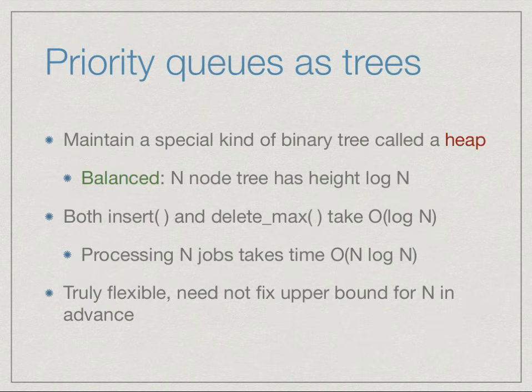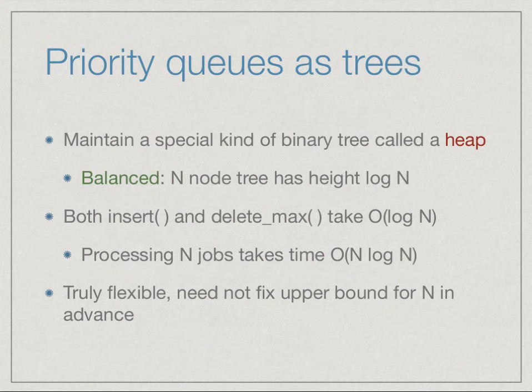So our goal is to maintain a priority queue as a special kind of binary tree, which we will call a heap. So this tree will be balanced. A balanced tree is one in which, roughly speaking, at each point the left and right side are almost the same size. Because of this, it turns out that in a balanced tree, if we have n nodes, then the height of the tree will be logarithmic, because remember that the height doubles with each level. And as a result, we can fit n nodes in log n levels, provided it's balanced.